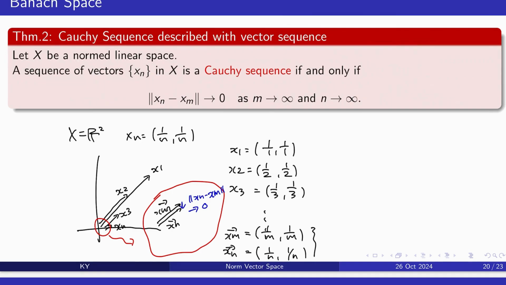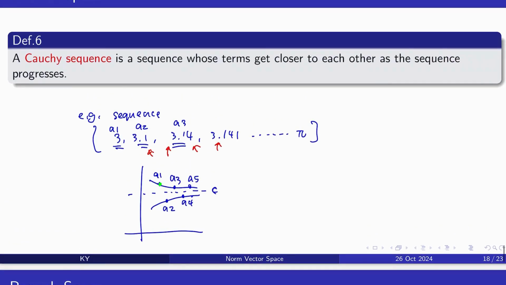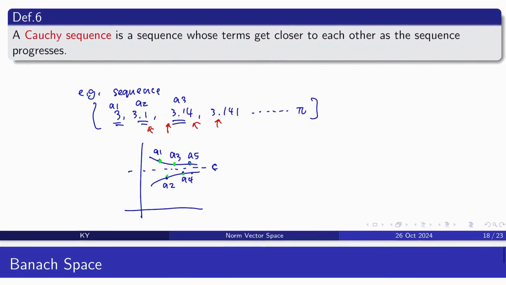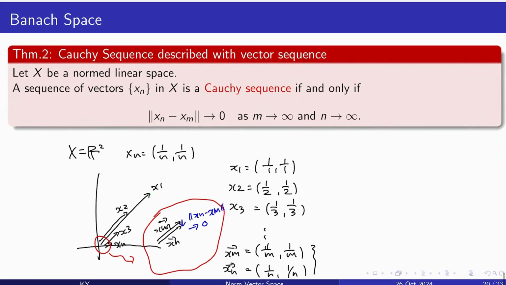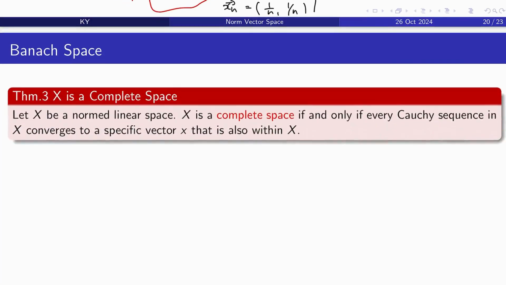In the previous example that I showed you, each one of the terms in a sequence gets closer and closer and approaches a value. Well, this is the same idea. Each one of the terms, x2 and x3, gets closer. But in this case, each term is pointed to by a vector. So that's the idea of describing a Cauchy sequence with vectors.